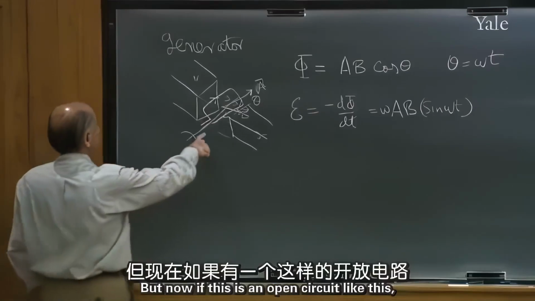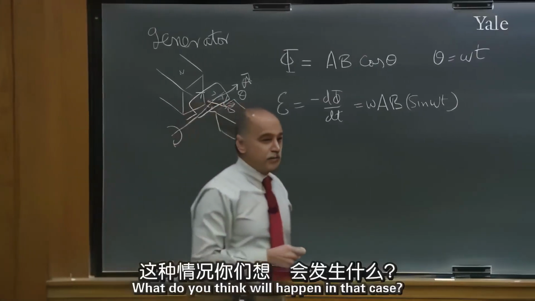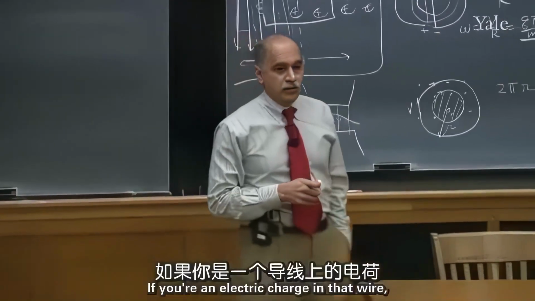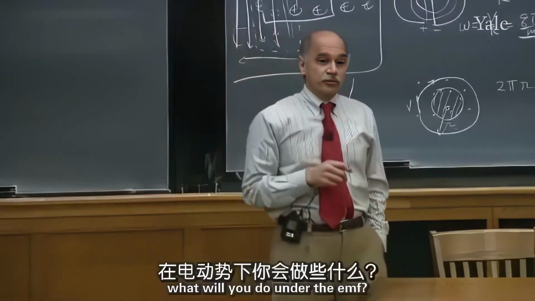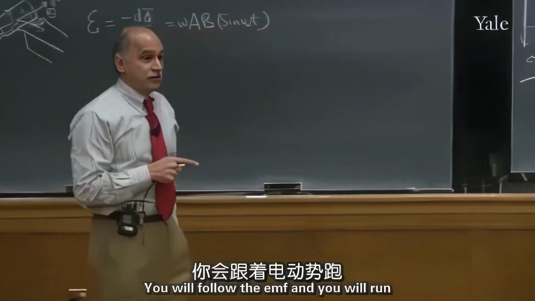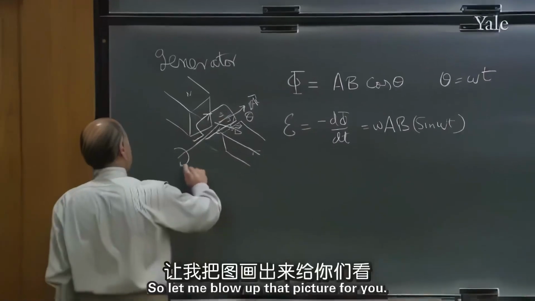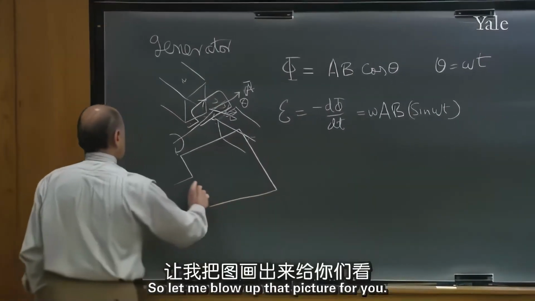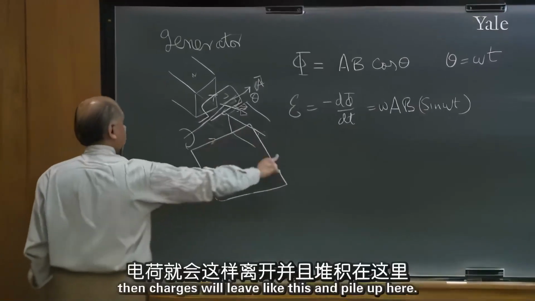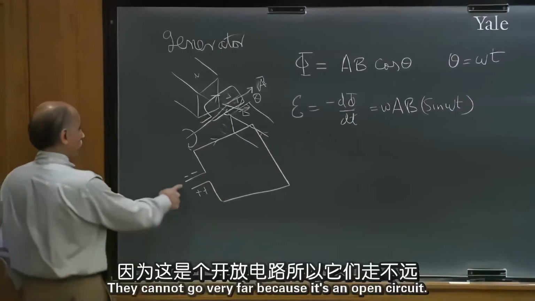But now, if this is an open circuit like this, the two wires are here, what do you think will happen? What do you think will happen in that case? If you have an electric charge in that wire, what will you do under the EMF? You will follow the EMF, and you will run from this terminal to that terminal. So let me blow up that picture for you. If the current is trying to go that way, then charges will leave like this and pile up here. But they cannot go very far because it's open circuit.